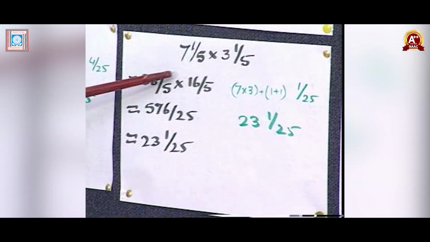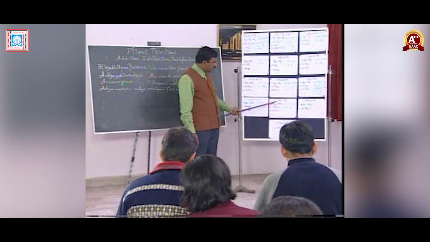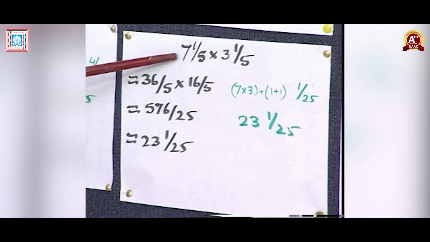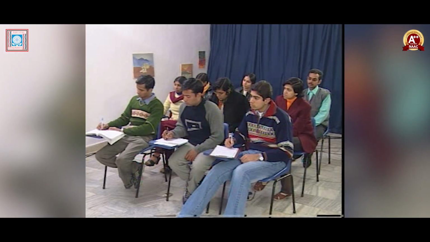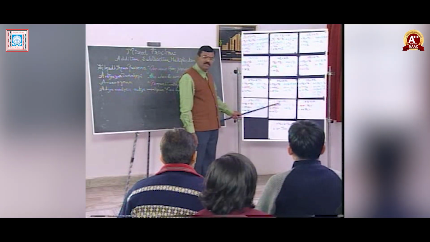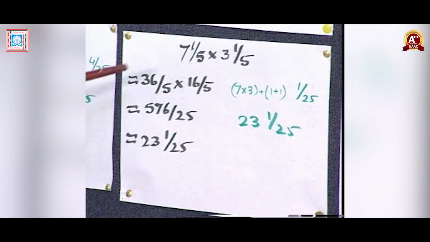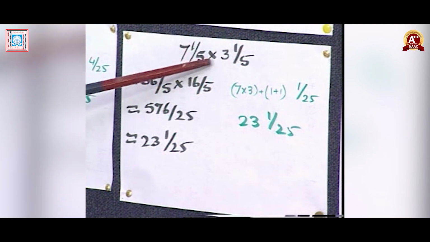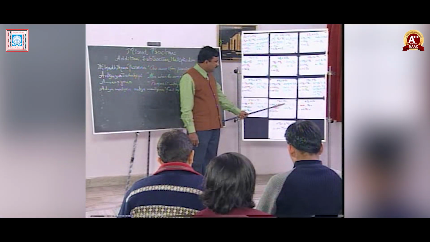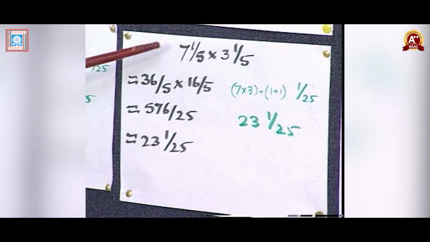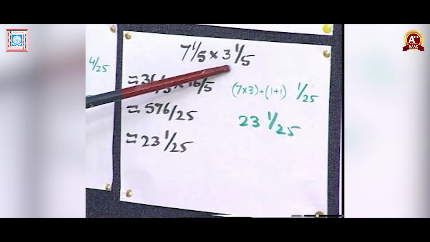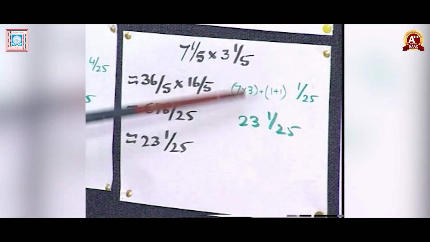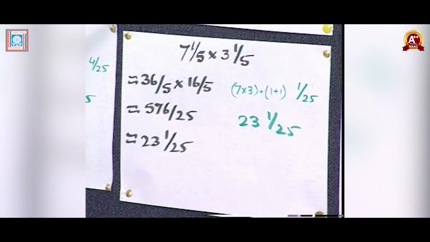What to observe other than this one? The full value to be considered: whether in both cases it is 7 plus 3, or 8 plus 2, or 1 plus 9, 6 plus 4, 5 plus 5. In this example, 7 integer 1 by 5 multiplied by 3 integer 1 by 5. We will go to the direct Vedic method only. What is the value of 7 threes? 21. 21 plus 2, and 1 into 1, 23 integer 1 by 25.